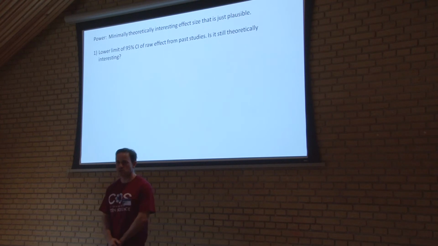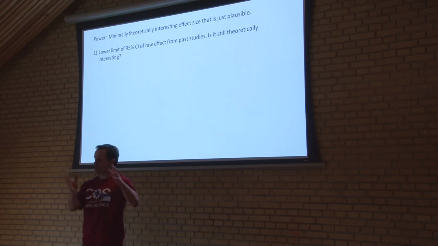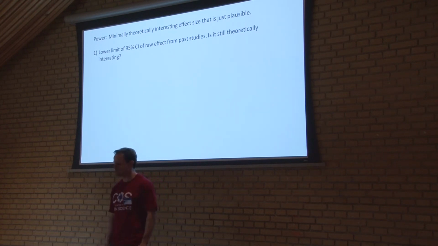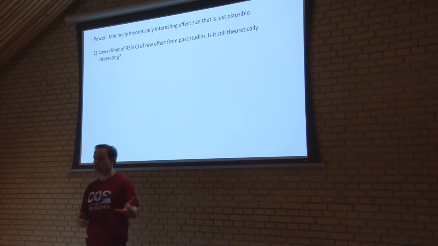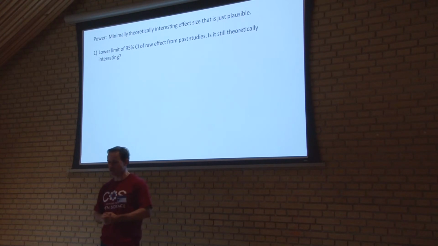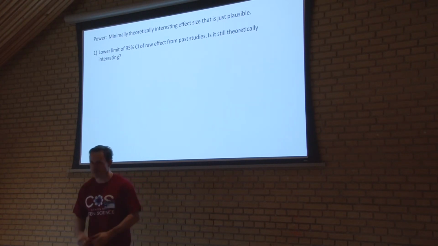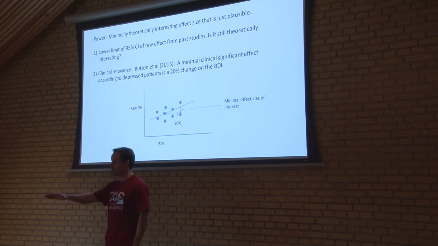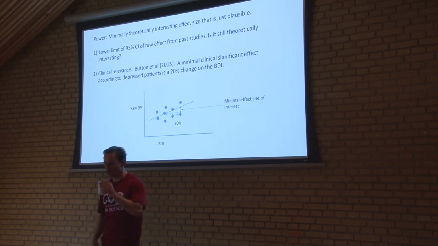Well, one thing we sometimes ask people to think about is, if there's a past meta-analysis or past study, look at the lower limit of the 95% confidence interval. Because that, you could say, is at least some reason for saying that's a just plausible minimal effect size. If that's still theoretically interesting, then it's the minimal theoretically interesting effect size that's just plausible. That doesn't necessarily work, though, because the lower limit of the 95% confidence interval might be too low to be interesting. But it's just something that might give you some objective guidance.